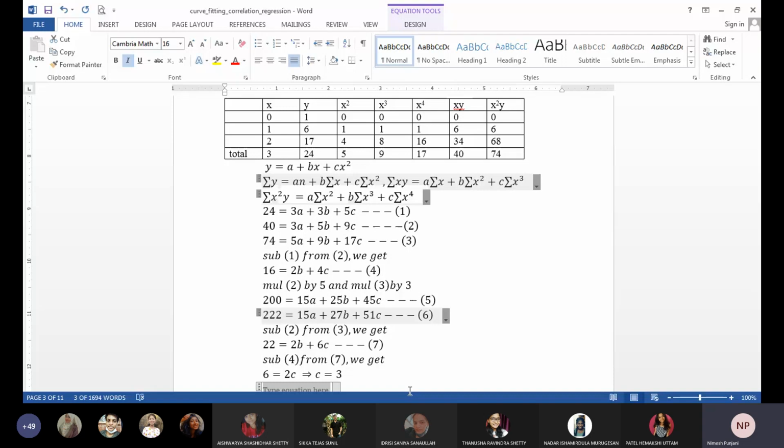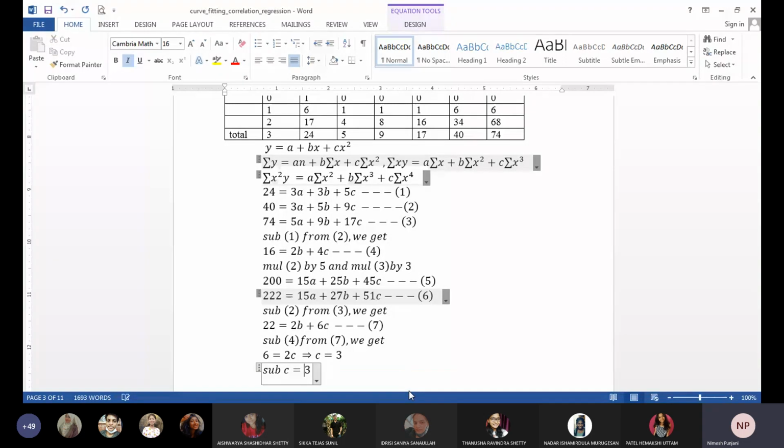Now, after getting your c, substitute c equals to 3 in 7. Substituting c equals to 3 in 7, we get b equals to 2. Check out, 7 में 3 c को 3 सब्स्टिट्यूट किया तो b का वैल्यू 2 आता है. Yes, sir.